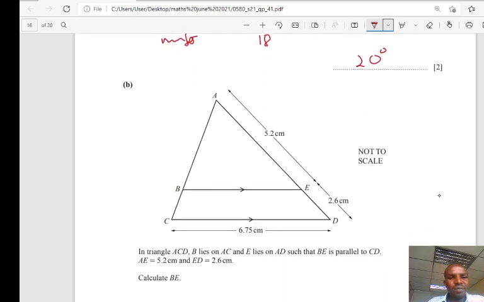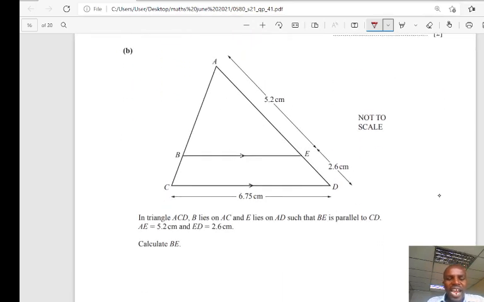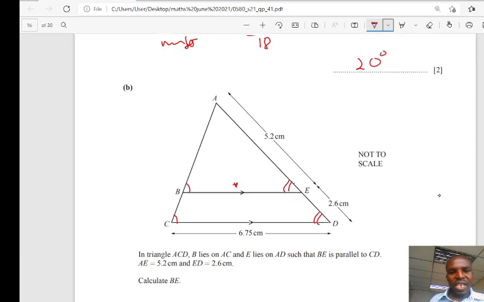Done. Next, B. In triangle ACD, B lies on AC and E lies on AD, such that BE is parallel to CD. AE is 5.2 centimeters, ED is 2.6 centimeters. Calculate BE. BE is this side. These are similar shapes, right? This angle is equal to this angle using corresponding angles on parallel lines, and this angle is also equal to this angle, which means we'll be left with two similar triangles here. We have triangle ACD and triangle ABE, right?